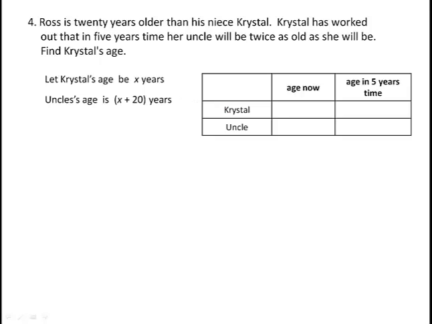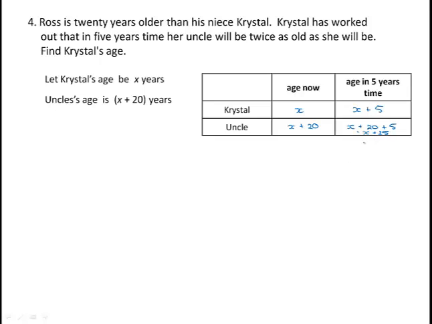We draw up a table with Crystal and her uncle in the left-hand column. We know that their ages now are x and x plus 20. We can then use this to work out their age in 5 years' time. So in 5 years, Crystal will be x plus 5 years old, and her uncle will be x plus 20 plus 5, or x plus 25 years.